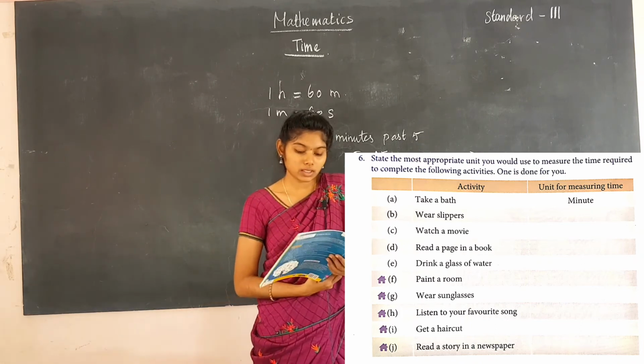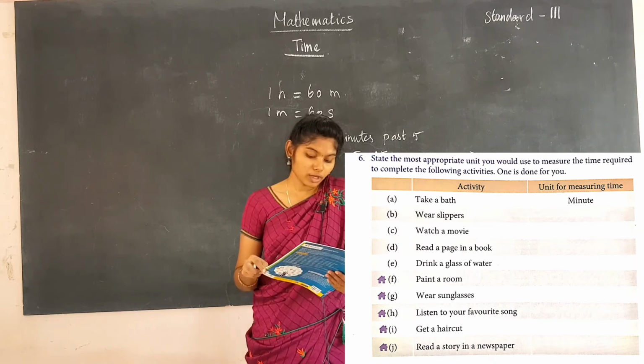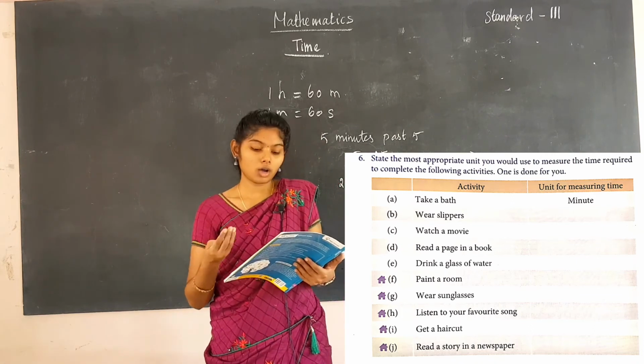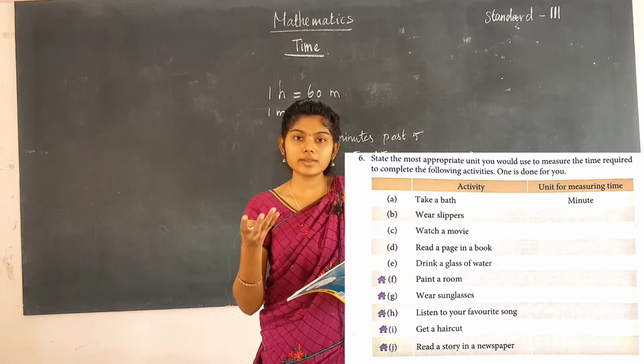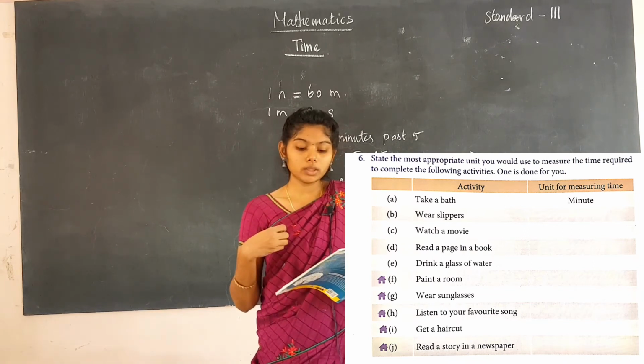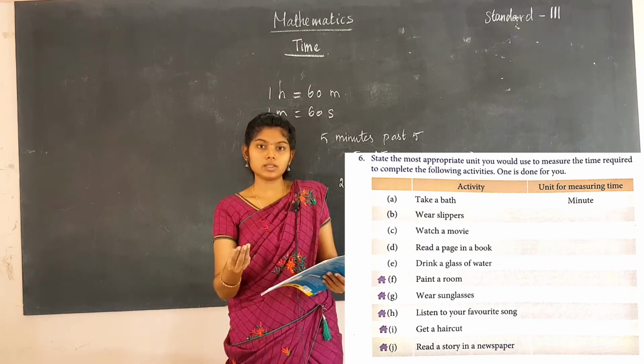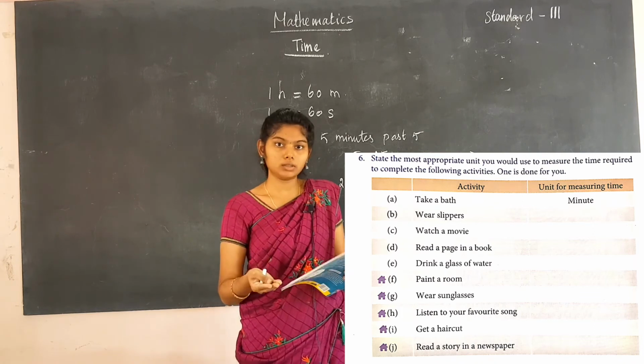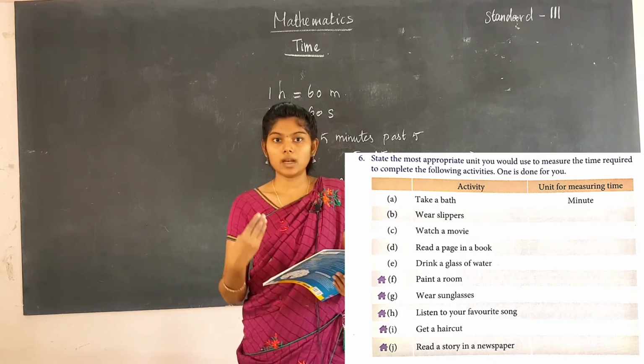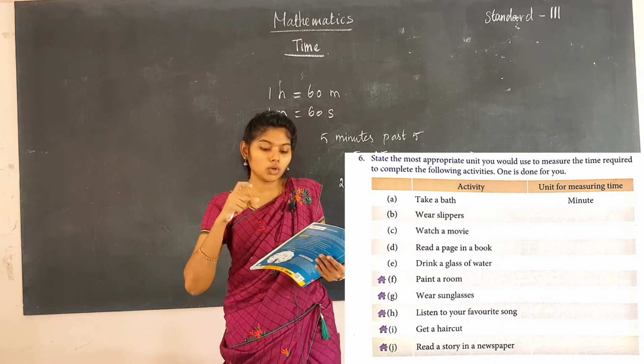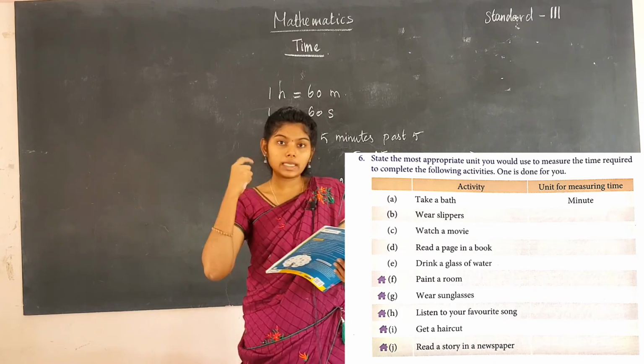So the activity is given. What is the activity? First, take a bath. How much time will you take to bathe: minutes, seconds, or hours? You will take just a few minutes, within 5 or 10 minutes you can take a bath, right? So you can write minute there. The unit for measuring time for taking a bath is minutes.